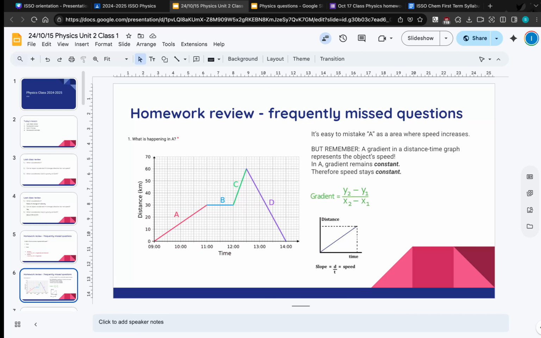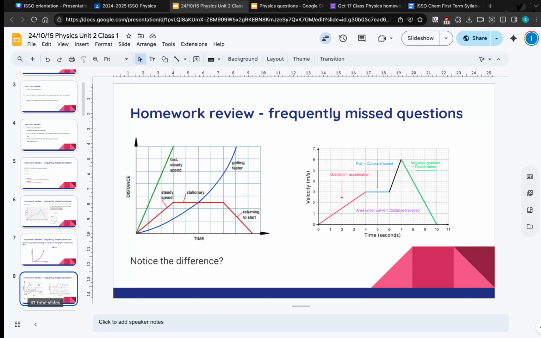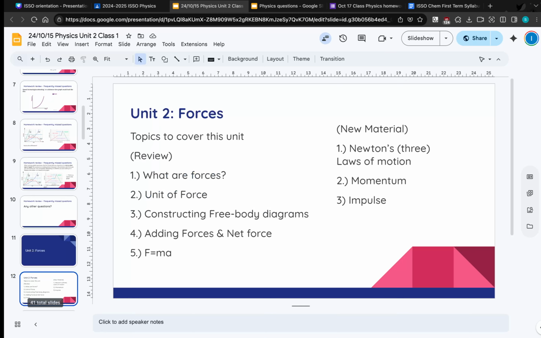This is why you have to submit homework in time, because we will do a homework review prior to the class next time. You should actually submit it before the class so that you can get a chance to solve it yourself. So we do a homework review, and this is the actual concept part. We are learning here. So it says you have forces, and there are some topics that we are going to cover.